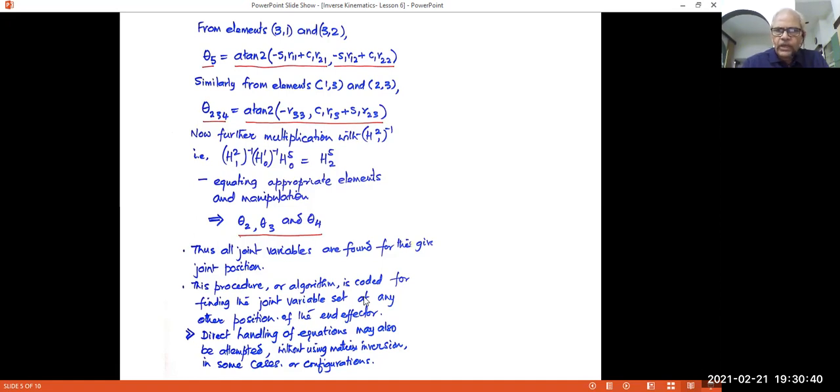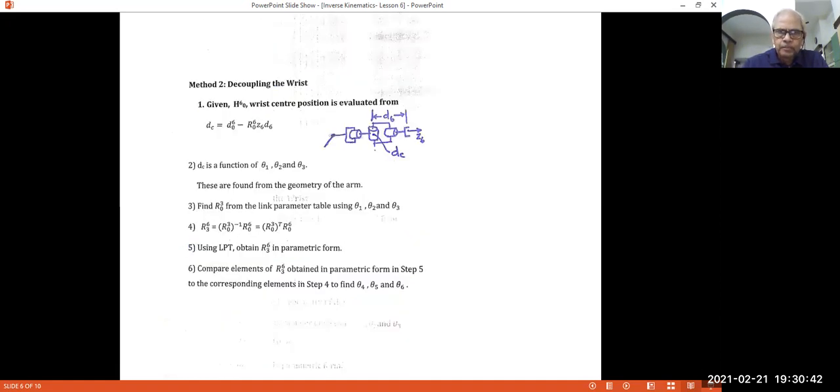Now we look at the method of decoupling, the second method we talked about. In this decoupling method, whenever the wrist center, that is when all the three rotary joints of the wrist, happen to intersect at one point, then we can isolate this point and find it out as DC. This is the end point, which is given to us, and also the rotation matrix R60 is known to us.